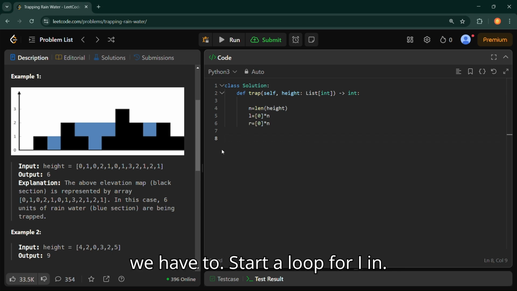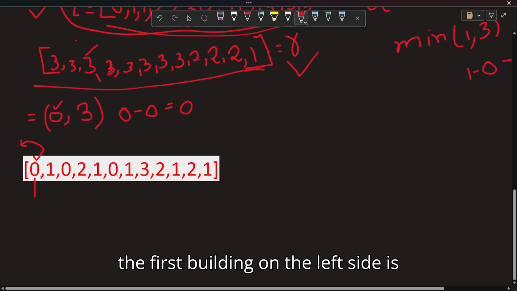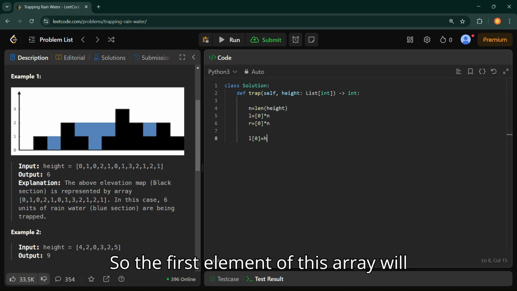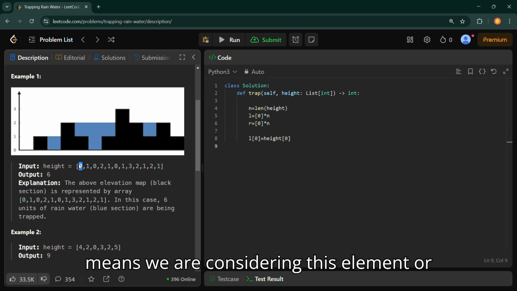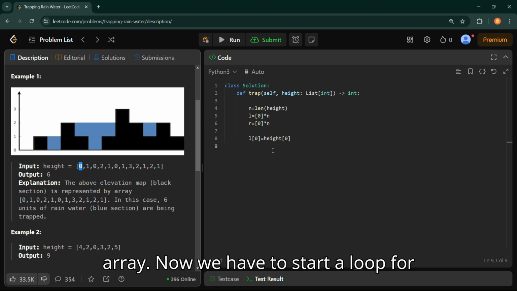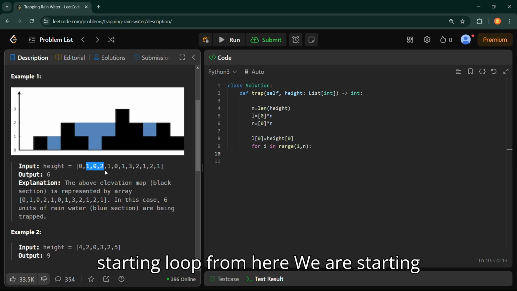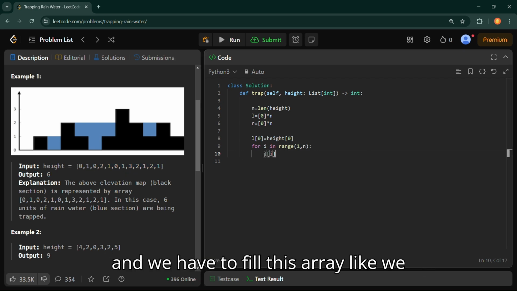So which means we have to start a loop for i. We will assume that the first building on the left side is the highest building. So the first element of this array will be equal to height of 0, which means we are considering this block as the highest block of all the array. Now we have to start a loop for i in range of 1 to n. So we are starting the loop from here, and we have to fill this array.